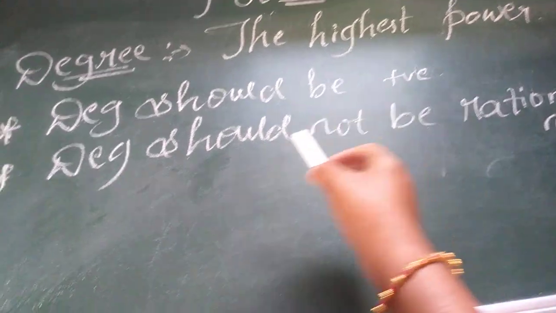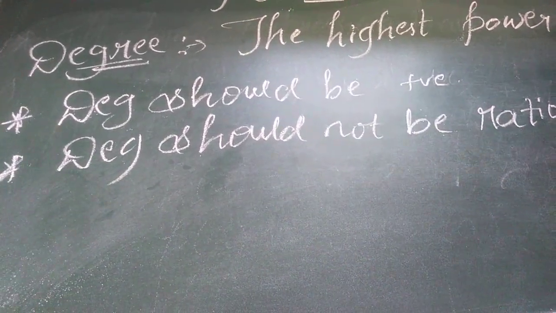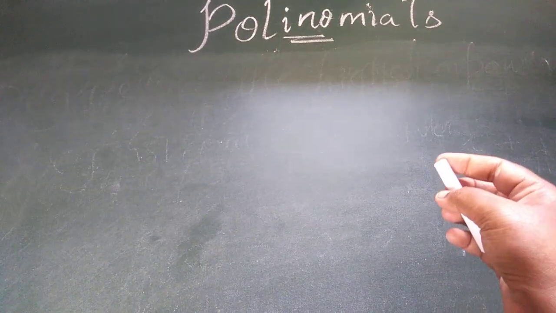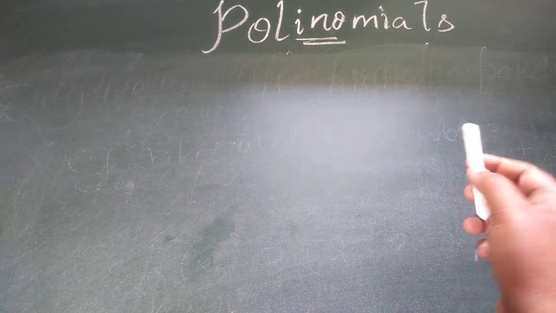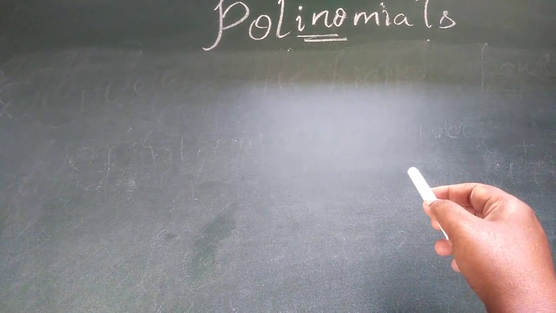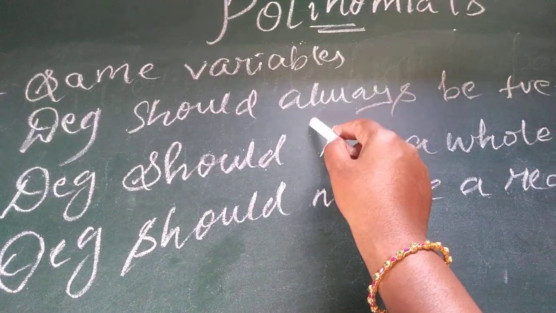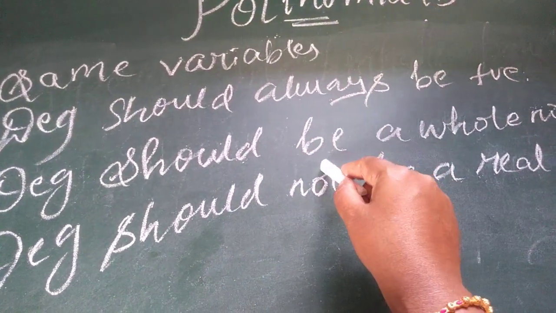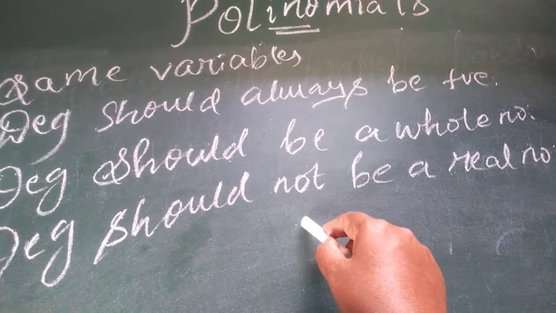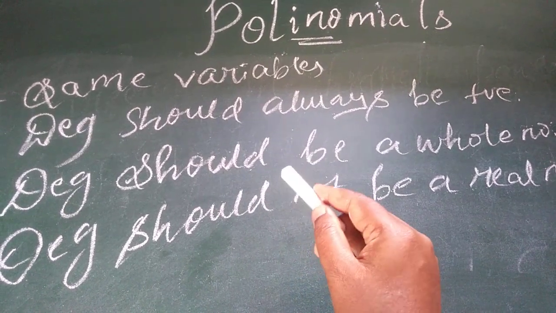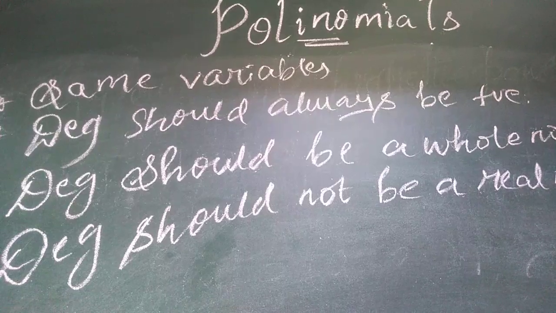Okay children, I'll give you a few examples. You should say whether it is a polynomial or not. So once again I will repeat the rules. For an algebraic expression to be a polynomial, number 1, it should have the same variables. Degree should always be positive. Degree should be a whole number. Degree should not be a real number. Based on these rules, I will give you a few examples. You should check and say whether it is a polynomial or not.